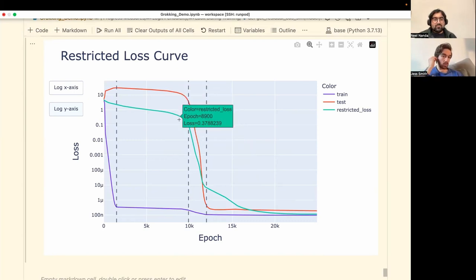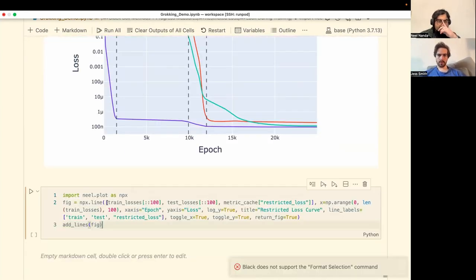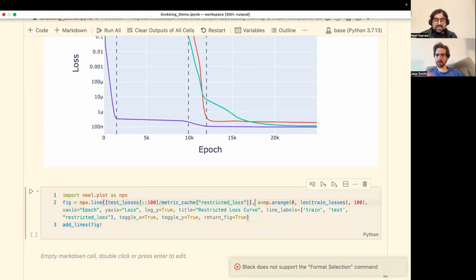But importantly, the fact that these two diverge and then kind of converge suggests that here, the main thing harming test loss is the fact that it hasn't cleaned up the memorization stuff, and then here things become better. One way we can operationalize this better is by actually plotting the ratio between test loss and restricted loss.